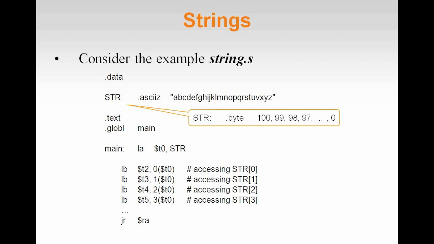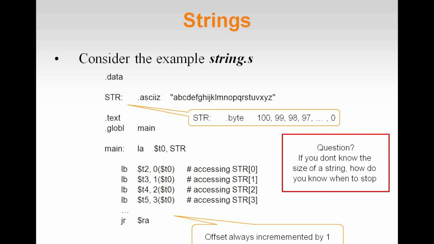To access each character in the string, we can use the load byte instruction, providing the correct offset along with the base address of the string. Since each character in the string is 1 byte, the offset for subsequent characters will increase by 1. Remember, in case of words in the array example, the offset always increased by 4, but that's not the case here. Here we are dealing with bytes, so it's always going to increment by 1. Now that brings us to a question. If you decide to access the string inside a loop and don't know the length of the string, how do you know when to stop?